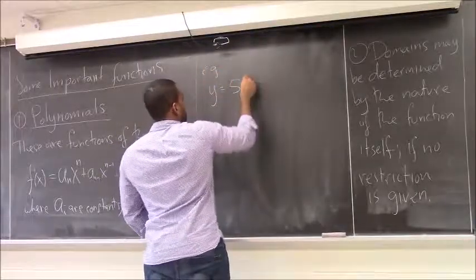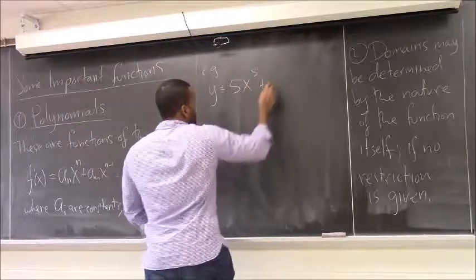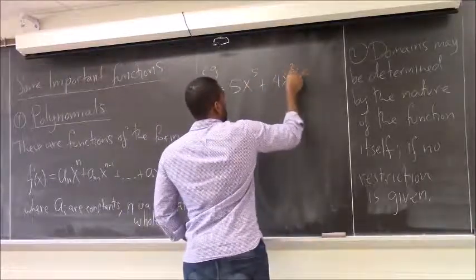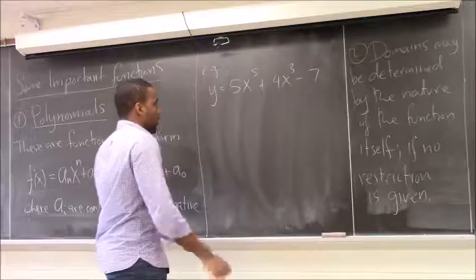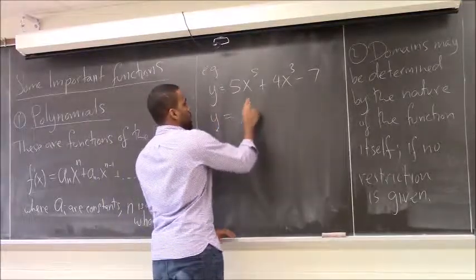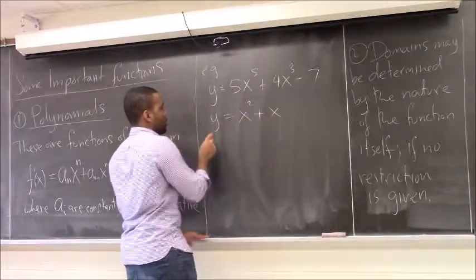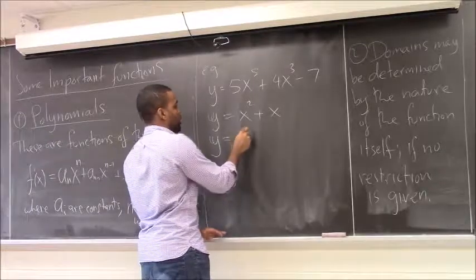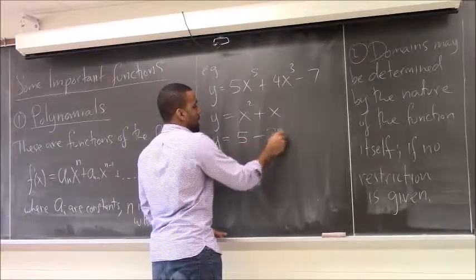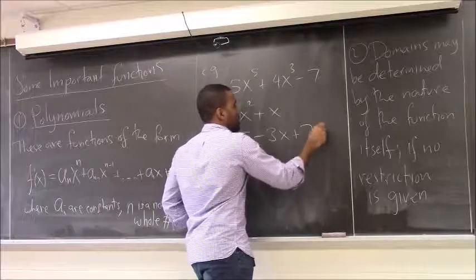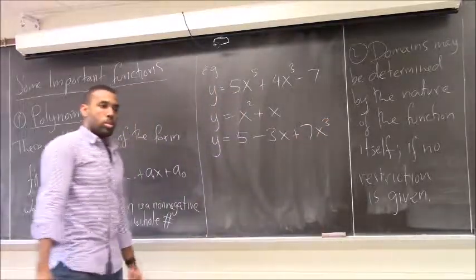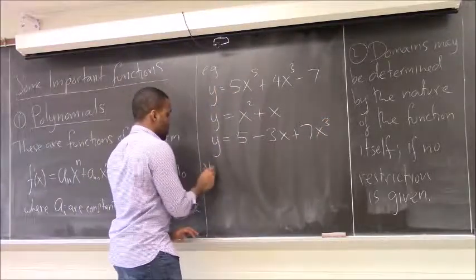So for example, y equals 5x to the fifth plus 4x cubed minus 7 is an example of a polynomial, or y equals x squared plus x is an example of a polynomial. Order doesn't matter, so I could put the number in front and then the x's come after. That's also a polynomial. Things that are not polynomials.